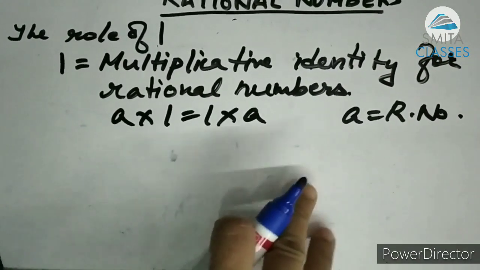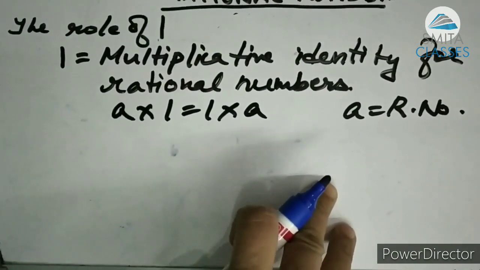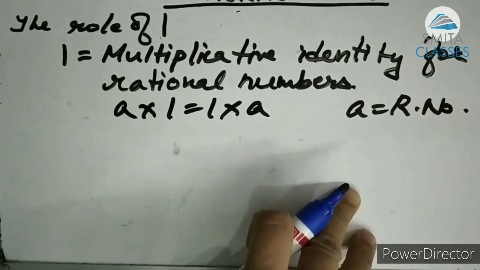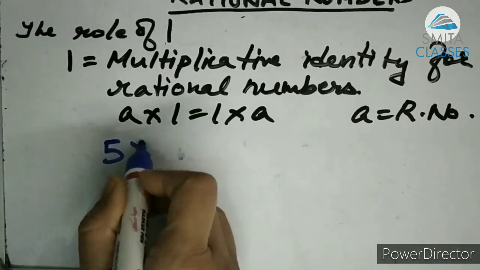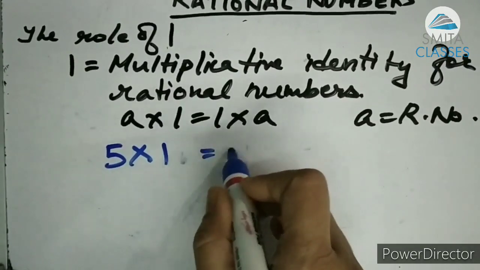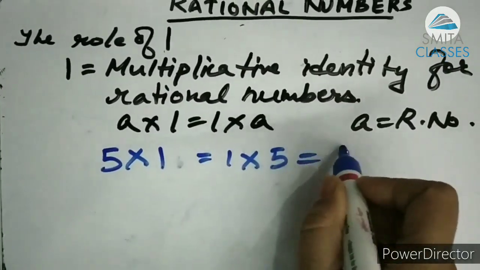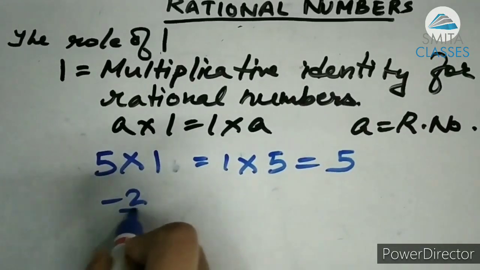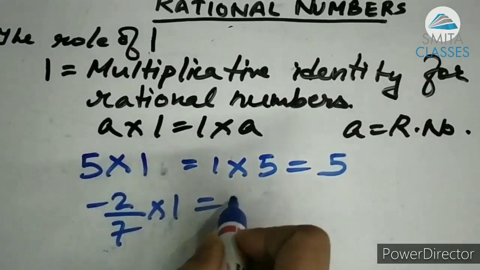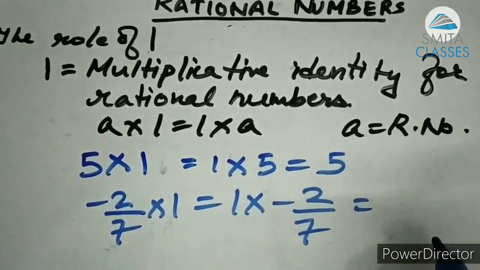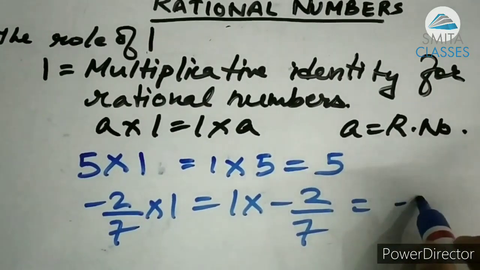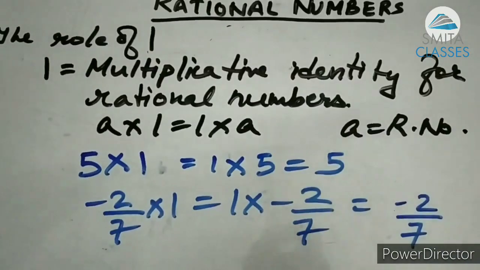Can you think whether it acts as a multiplicative identity for integers and whole numbers also? Let's take an example. If I multiply 1 with a whole number 5, I get the same answer. Similarly, if I take a rational number and multiply 1 with it, I get the same answer. So it is the multiplicative identity for rational numbers as well as whole numbers and integers.